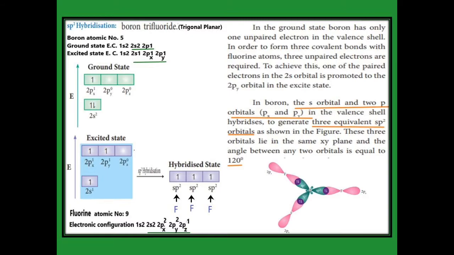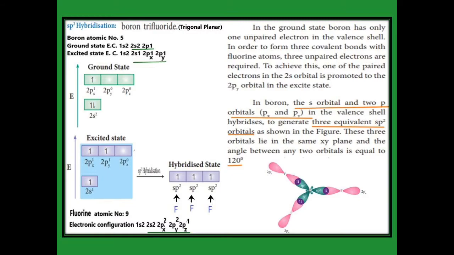sp2 hybridization, for which the example is boron trifluoride. It has a trigonal planar structure. We will explain the trigonal planar structure with the help of sp2 hybridization. The central atom is the boron atom. Boron has atomic number 5, which means it possesses 5 electrons. In the ground state, the electronic configuration is 1s2, 2s2, 2p1.